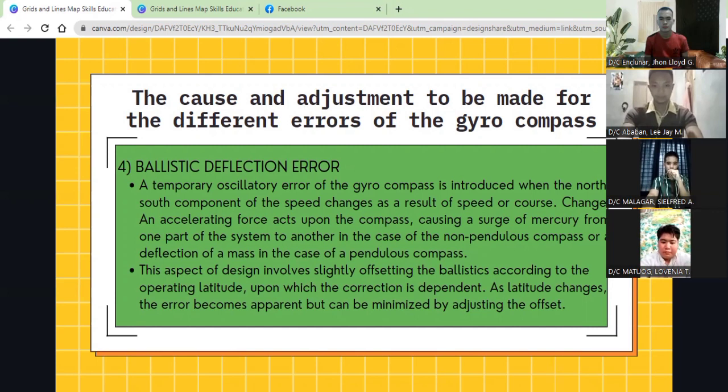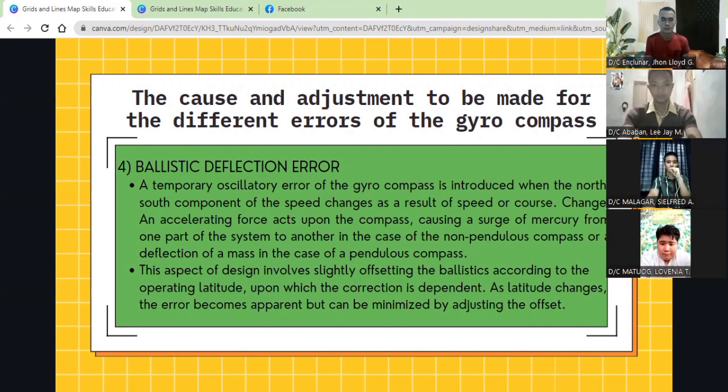non-pendulous compass or a deflection of a mass in the case of a pendulous compass. This aspect of design involves slightly offsetting the ballistic according to the operating latitude, upon which the correction is dependent. As latitude changes, the error becomes apparent but can be minimized by adjusting the offset.